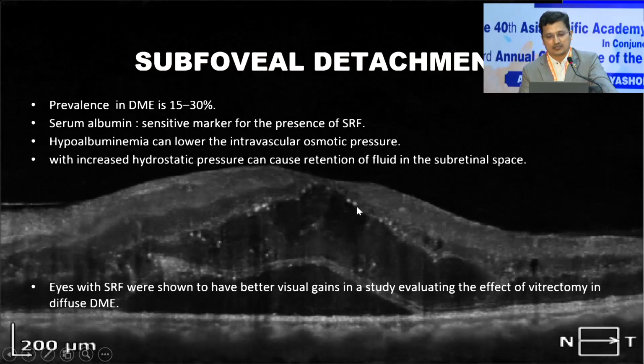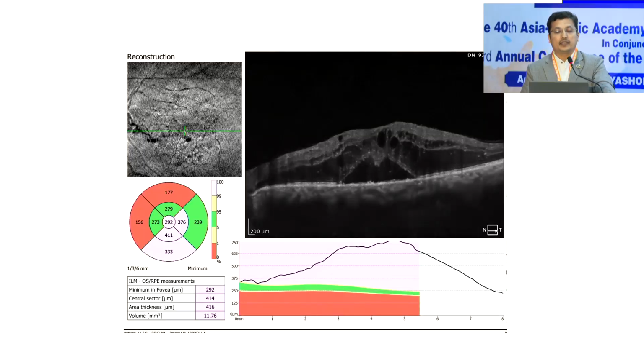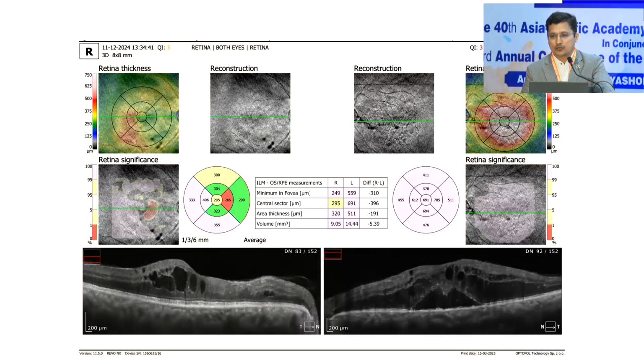Now you see in this scan, there were so many bridging processes which might have been there, and they are all lost. So like I was just talking about, a subfoveal fluid itself is an important indicator of systemic control.